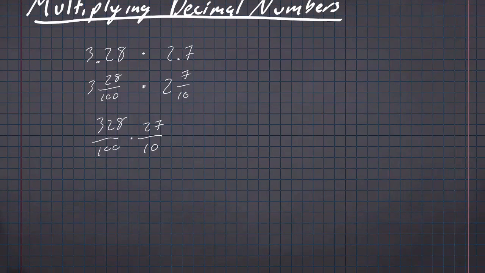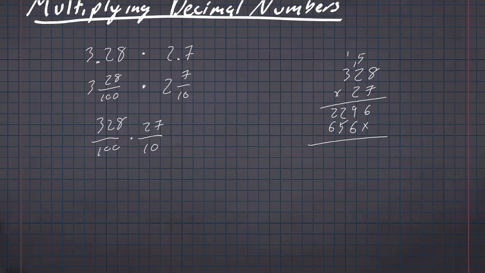328 times 27. Well, that seems horribly unpleasant, but we can figure it out. 7 times 8 is 56. 7 times 2 is 14, plus 5 is 19. 7 times 3 is 21, plus 1 is 22. Move over one space, 2 times 8 is 16. 2 times 2 is 4, plus 1 is 5. 2 times 3 is 6. Add that all together. I get 8,856.